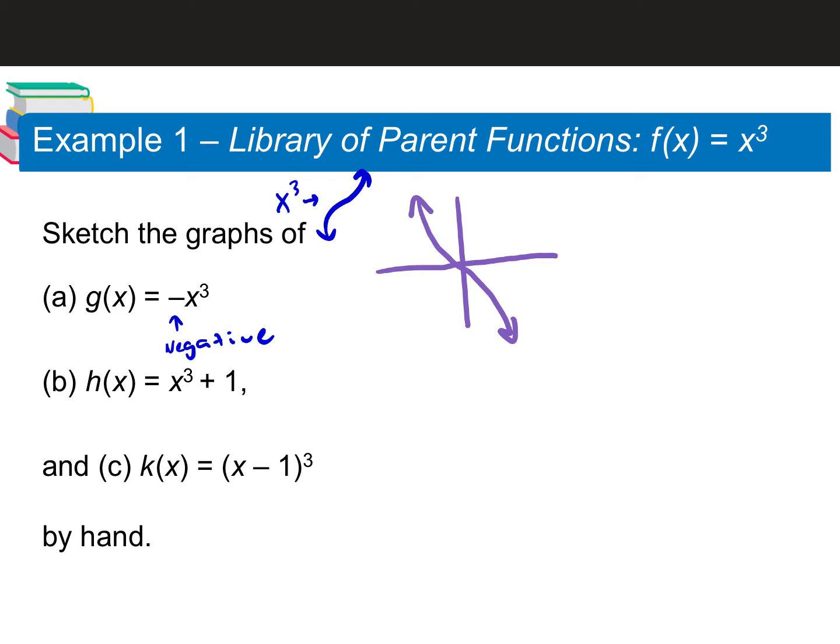What do you think is going to happen to my positive x cubed graph when I add 1 to the outside? Shift which way? Shift up 1. So when you add 1 to the outside, we go up 1. So instead of going through 0, 0, we're just going to go through 0, 1. It's the same shape, we just shift it upwards. And it's positive, so we keep the shape, the blue one, because it's positive.